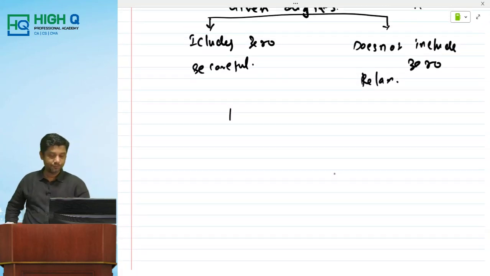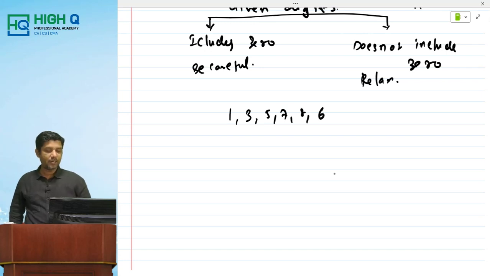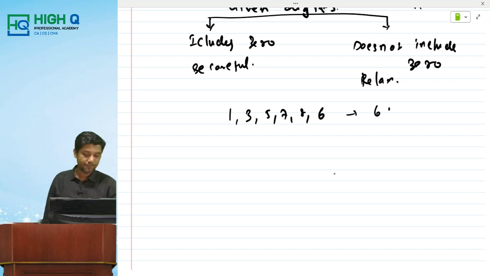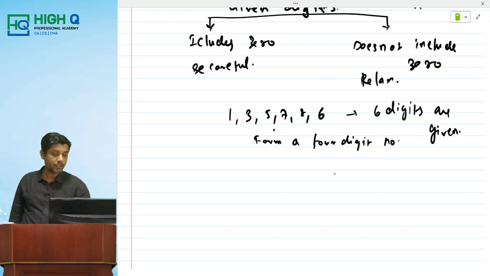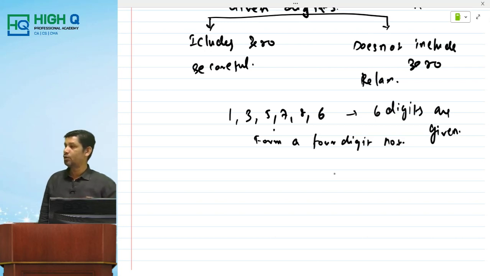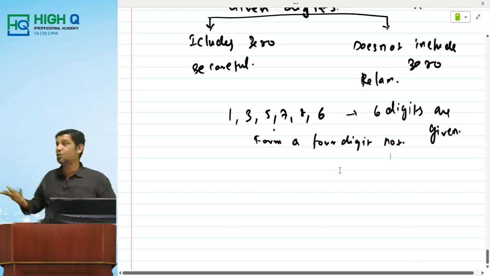Now, 1, 3, 5, 7, 8, 6. How many digits are given? 6 digits. Form a 4-digit number. What is it? 6P4. That's it. Forming a 4-digit number means 6P4. It's very simple. Out of 6 digits, we have to form a 4-digit number: 6P4, because there is no constraint.